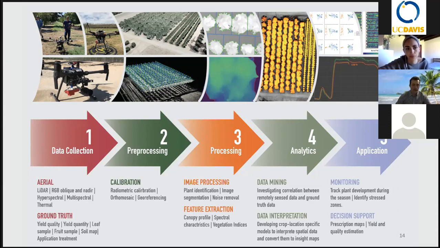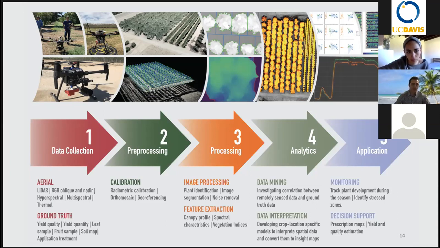The third step is processing. Now we have some good data. We need to extract some features out of that data. That will include identifying individual plants in the image, segmenting and removing noise, and then extracting features like canopy size, canopy spectral reflectance at different bands, and vegetation indices.